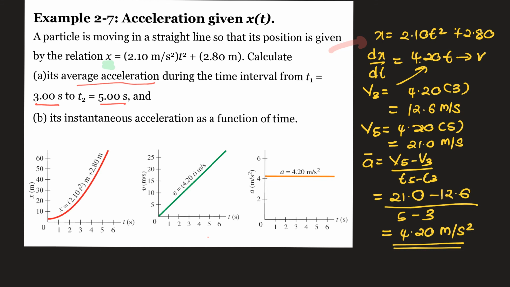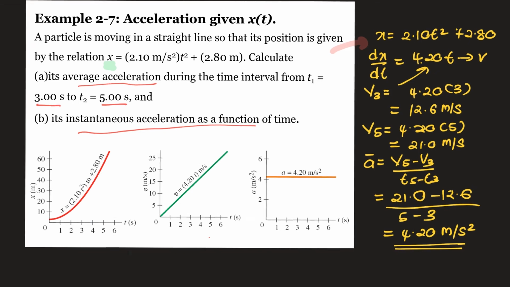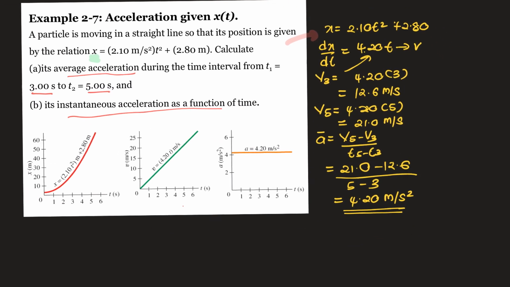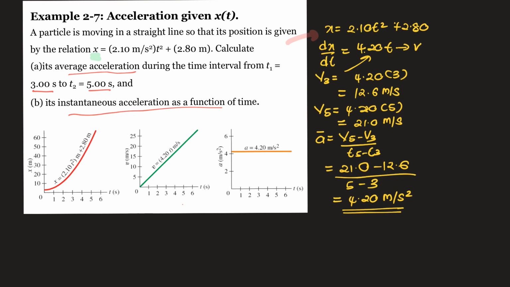Easy, right? Now the question asks you to find the instantaneous acceleration as a function of time. When it comes to instantaneous, like I mentioned before, you need to differentiate two times. You already have this one when you differentiate one time, so you differentiate two times to find the instantaneous, and it's going to become 4.20 meter per second square.